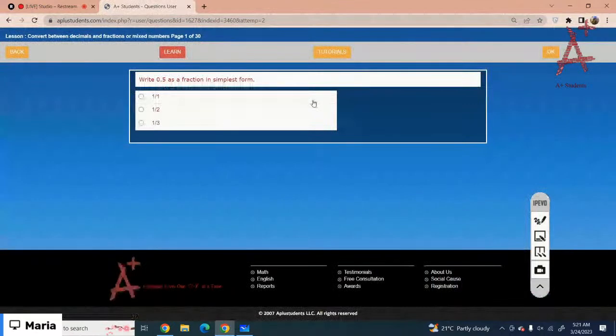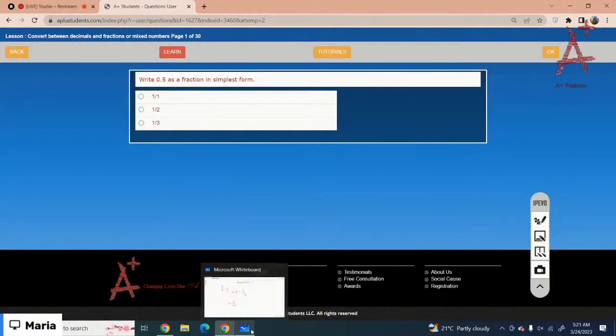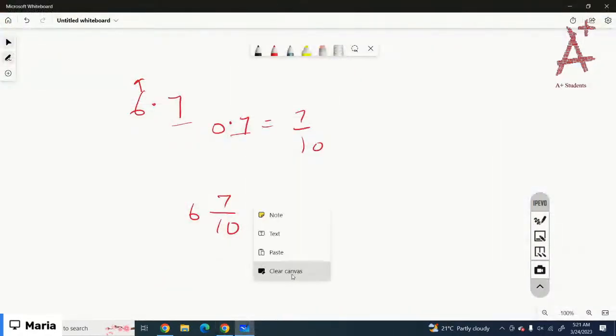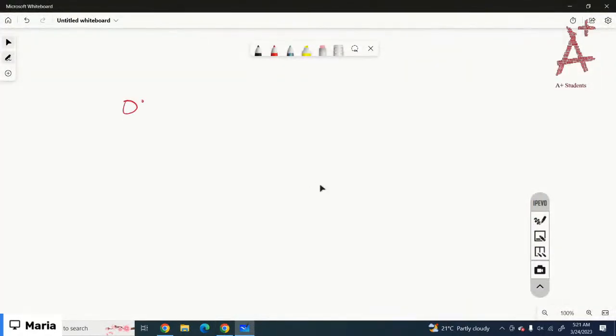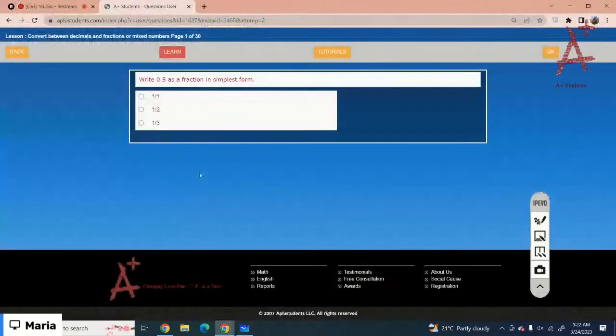Got it? Okay, write 0.5 as a fraction in simplest form. So first of all, you have to remove the decimal point. 0.5. So it would be then just one digit. That means you have to add just one zero. It is 5 over 10. Got it? You have to write down the answer in the simplest form. So divide it by the greatest common factor, that would be 5. So 5 times 1 is 5 and 5 times 2 is 10. That means in fractional form you can write 0.5 as 1 over 2. Got it? So it is 1 over 2. The correct option is 1 over 2.